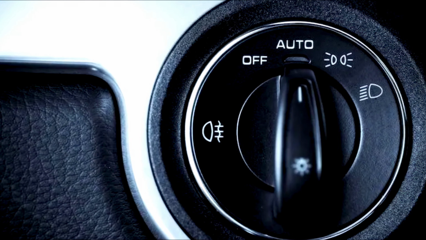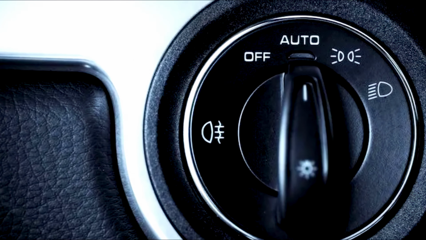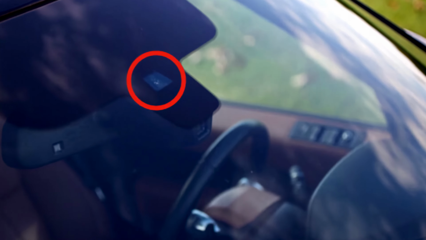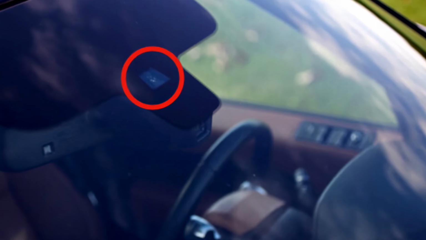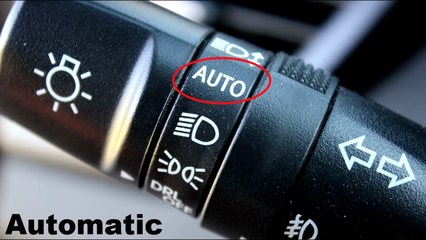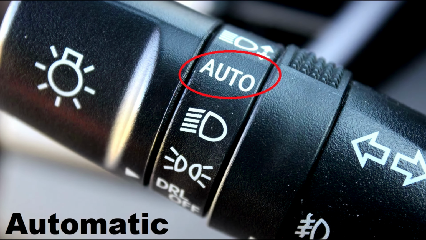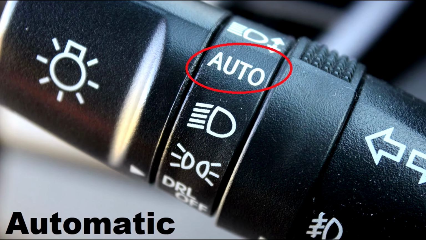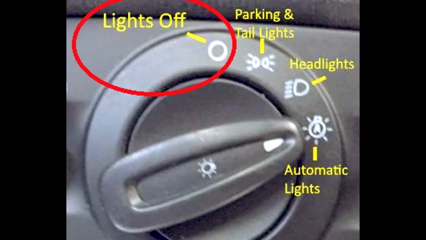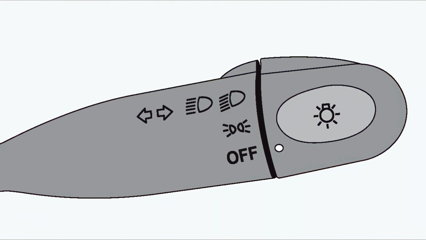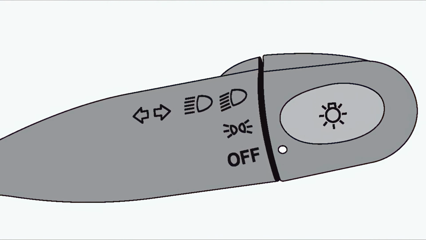Some cars have automatic headlights, which tend to work by using photoelectric sensors embedded into the instrument panel around the base of the windshield. You don't have to turn it on, just leave the headlights control panel on the auto setting. The zero symbol or off symbol means that all your front and back lights will be turned off.